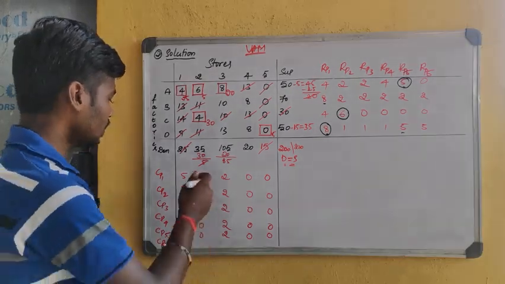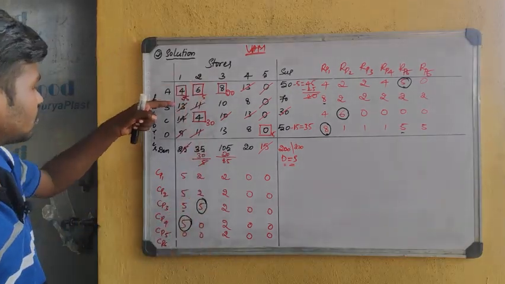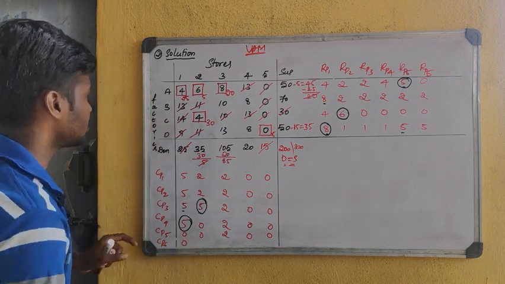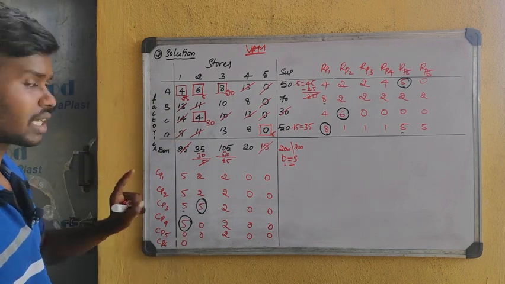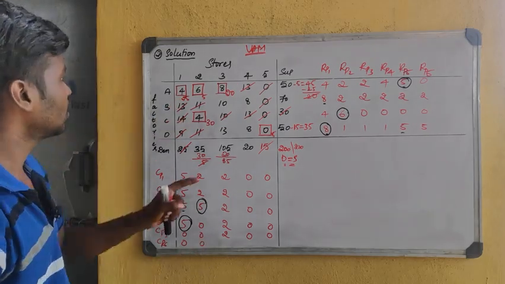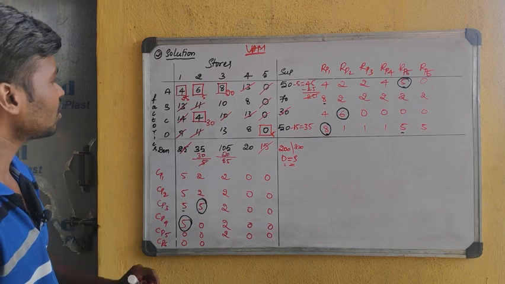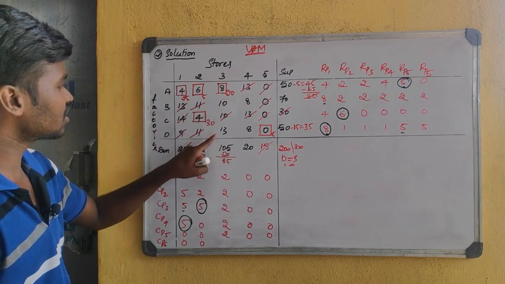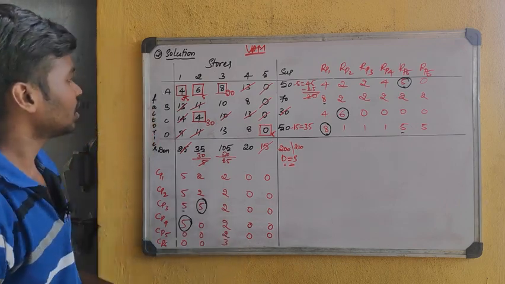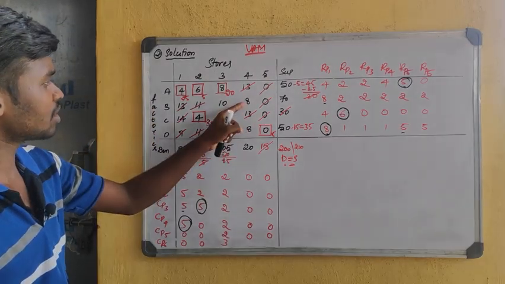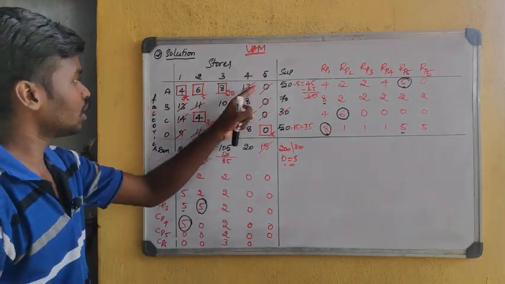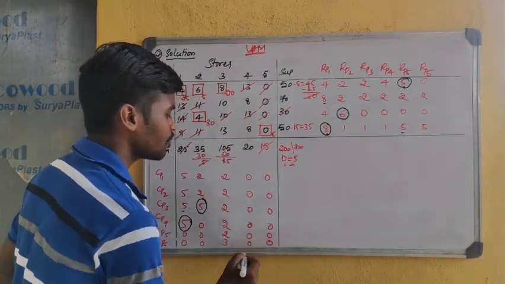Next in first column, see, your penalty will be 0 because there is no first least number and second least number. Next in second column also your penalty will be 0. Next in the third column, see, 10 is the first least number and 13 is the second least number, hence your penalty will be 3. Next in fourth column first least number is 8 and second least number is 8, hence your penalty will be 0. In fifth column your penalty will be 0.